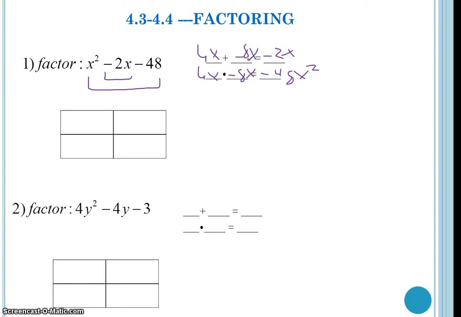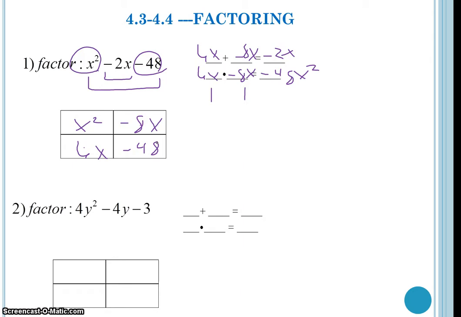So I'm going to take these two numbers, the 6x and the negative 8x, and put them into these two boxes. It doesn't matter which you put where, you can put it either way. And then I'm always going to take the first number and put it in the first box. I'm always going to take my last number and put it in the last box. So I have negative 48 there. Now I'm going to pull out the greatest common factor, the GCF, out of each row.